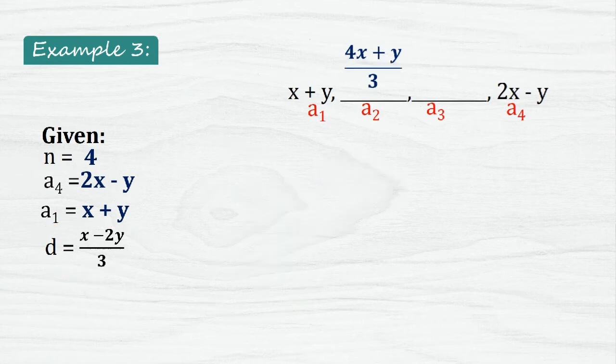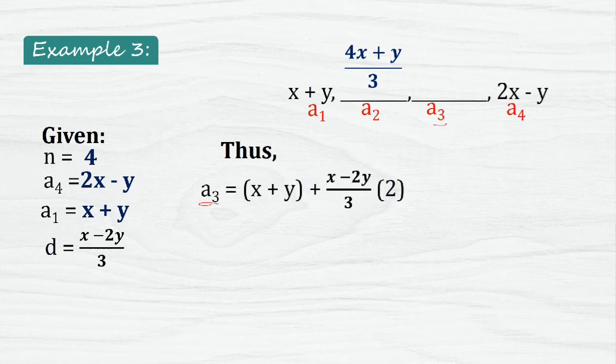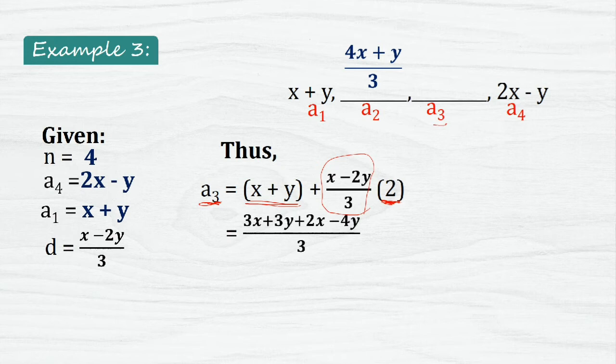For the second arithmetic mean, the second arithmetic mean is a sub 3. Then our first term, this is the first term, plus our common difference. And then, n minus 1 is 2, because our n is 3. 3 minus 1 is 2. Then again, LCD is 3. And then, there is a denominator of 1. 3 divided by 1 is 3. 3 times x is 3x. 3 divided by 1 is 3. 3 times y is 3y.